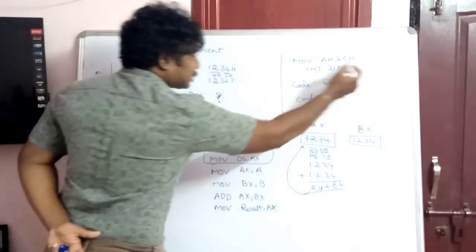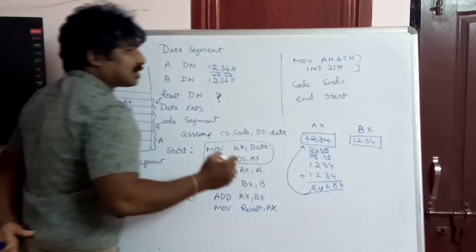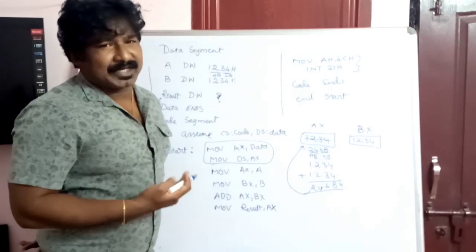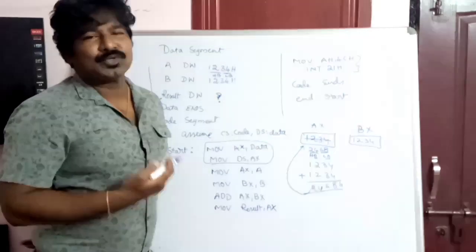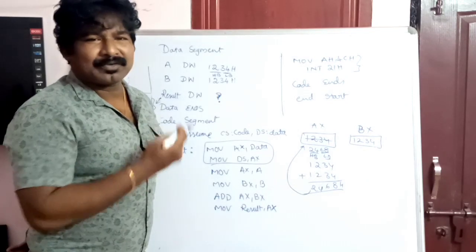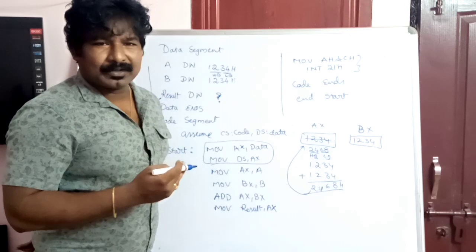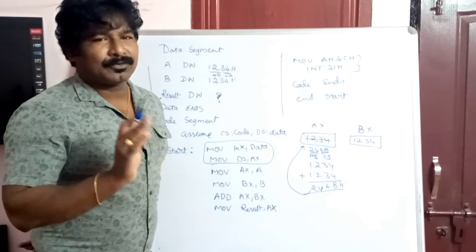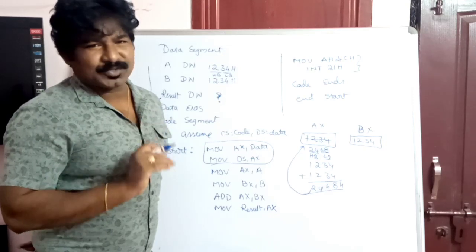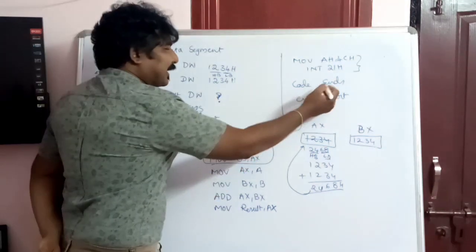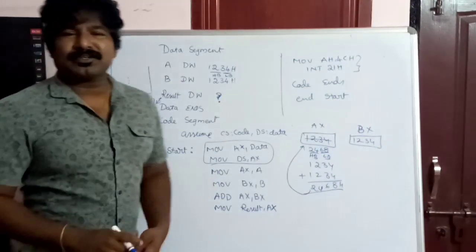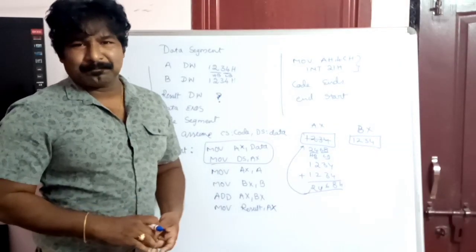These two lines are called DOS interrupts with the type number 21H. What is interrupt 21H? Interrupt 21H is used to exit the program with an exit code. For that you have to move 4C into the AH part, which is the higher byte of the AX register. Then code ends will end your program, and end is the end of the program. This is how your addition of two numbers will get performed.